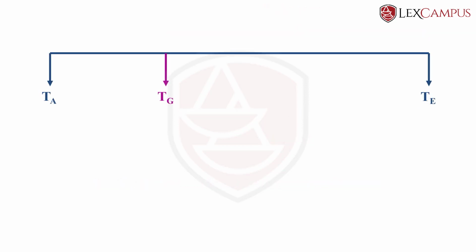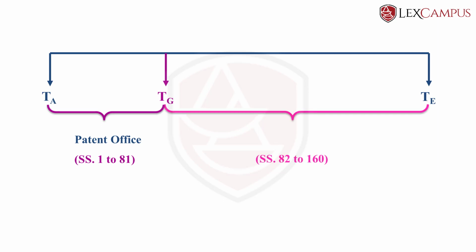The events that happen between TA and TG normally happen at the patent office, and the events that happen between TG and TE, that is the time of grant and time of expiry, could happen before the district court, before the high court or before the IPAB.